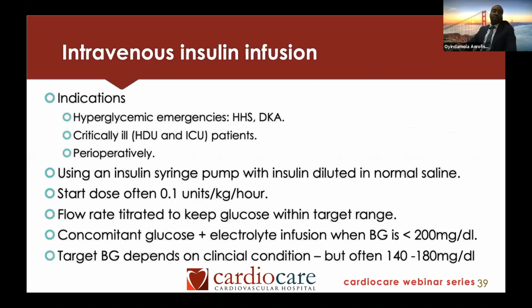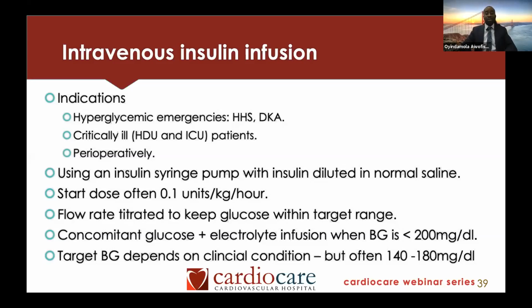Okay. We also have intravenous insulin infusion, which is usually used in high dependency units and ICU settings. For example, for patients that come with hyperglycemic emergencies like diabetic ketoacidosis and HHS, we use intravenous insulin infusion. And it's also useful perioperatively if you need a very fine control of the blood glucose, which definitely is needed for diabetic patients going for surgery, like the patient in the scenario I mentioned earlier.